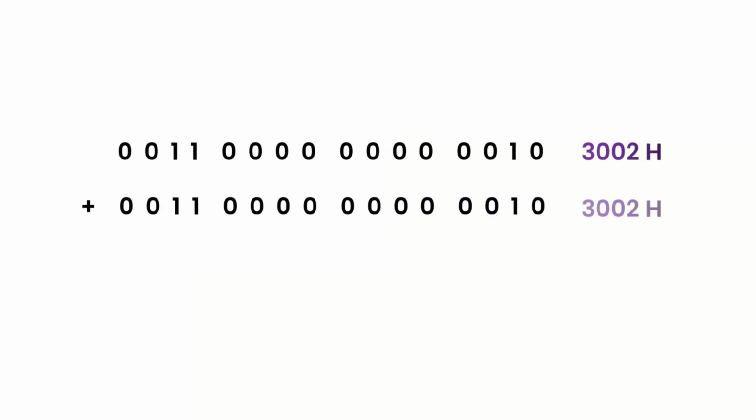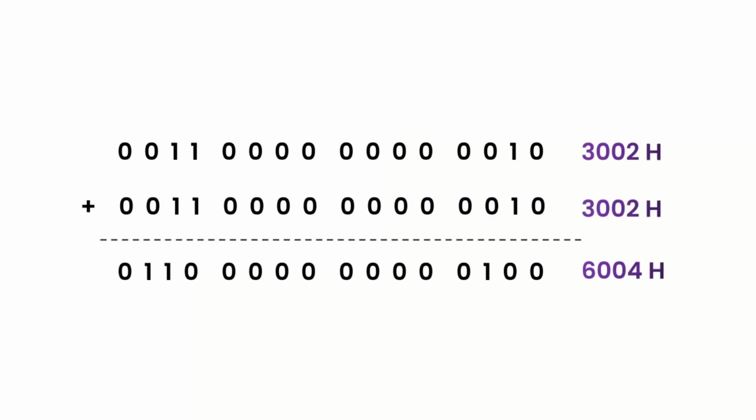Let's see how. If we have a 16-bit number 3002, after shifting 1 bit left, the number we get is 6004. If we add the number 3002 to itself, we get the same number. This means we can add a 16-bit number to itself and get the number shifted 1 bit left. Now we have to perform 16-bit addition in the microprocessor 8085.